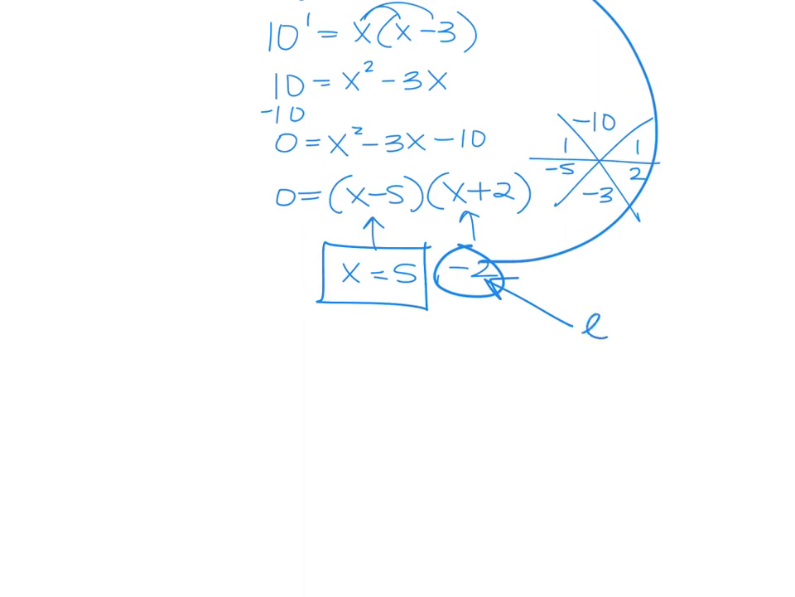Negative 2 is, we would say, extraneous, right? You solve for it, you get an answer, but it doesn't work out. That's an extraneous answer. Fun, right? Okay.